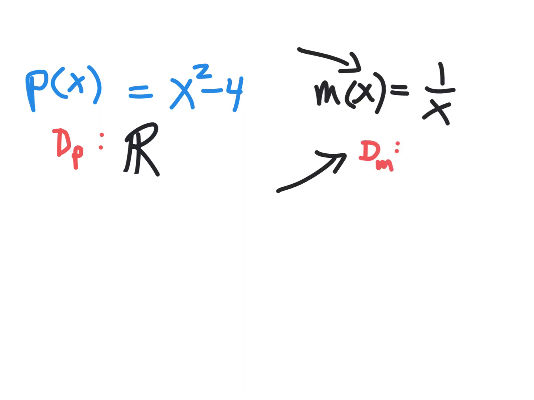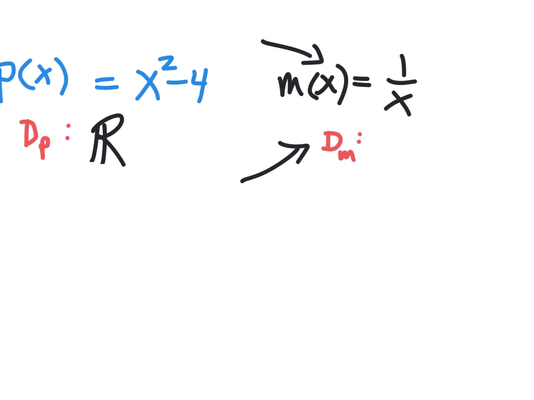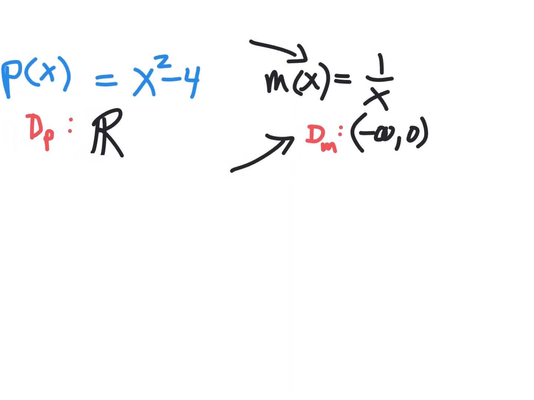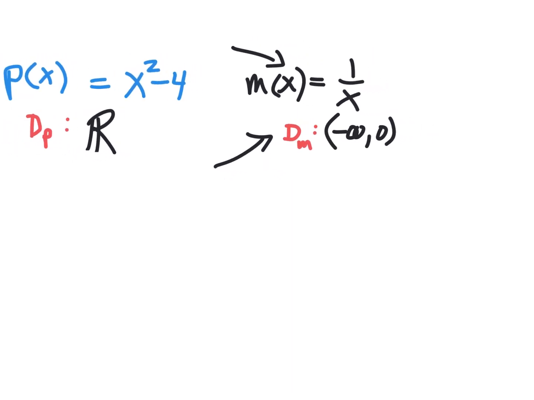What's the domain of that function? The domain of that one is negative infinity to 0. Yup, so you're saying basically everything except 0, right? Finish that. And then 0 to infinity. Yep. My U looks kind of like a V. I'm going to fix it.